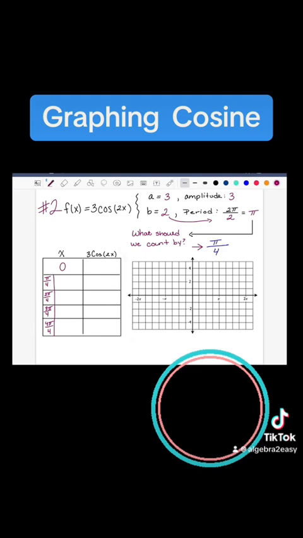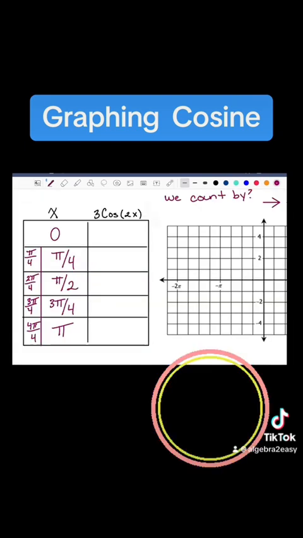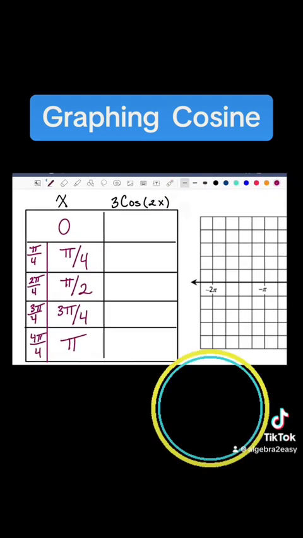All right, let's simplify those. Pi over 4 is going to stay the same. 2 pi over 4 is going to become pi over 2. 3 pi over 4 will stay the same. And then 4 pi over 4 will become pi. All right, we have a little bit more math to do this time because we have a number being multiplied by x and then a number being multiplied by our ratio. So let's dive on in.